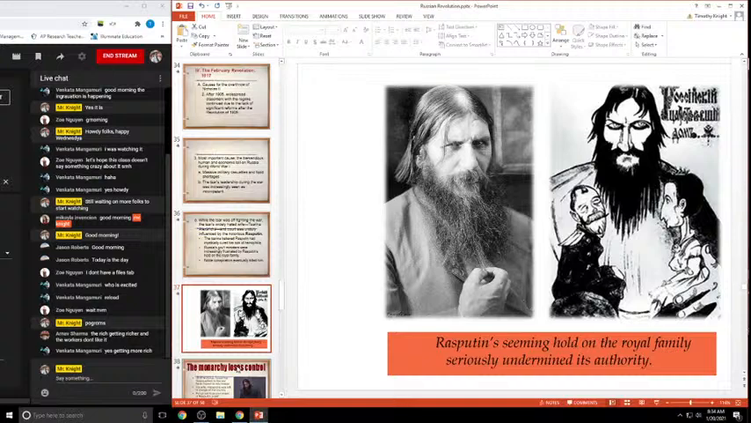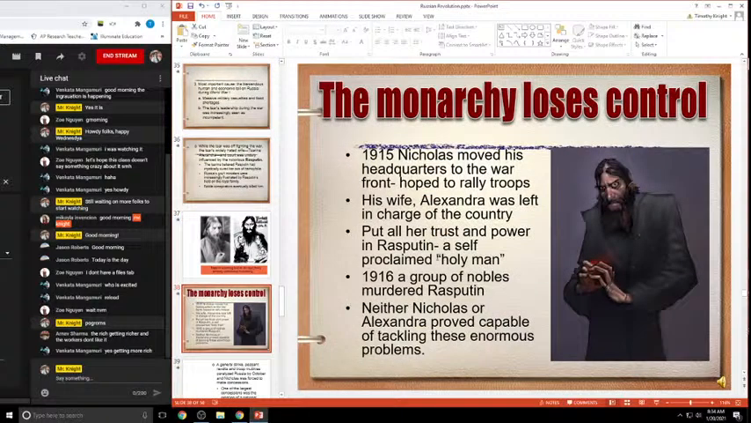But here he is, kind of cradling both the Tsar and the Tsarina, and you can see the implication that this political cartoon on the right has about his political influence. And so Rasputin's seeming hold on the royal family seriously undermined the royal family's authority, because people thought that the royal family wasn't making any decisions and that Rasputin was just making all their decisions for them. So the monarchy in 1915 starts to lose control.